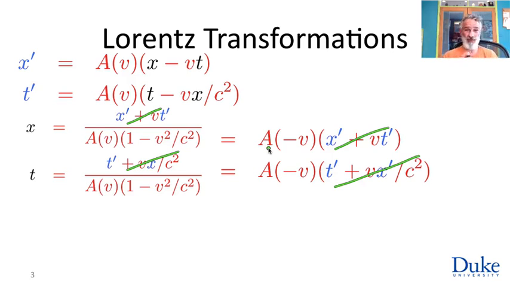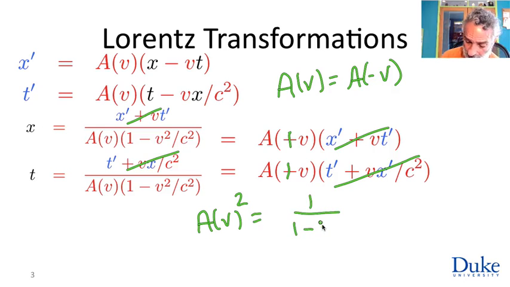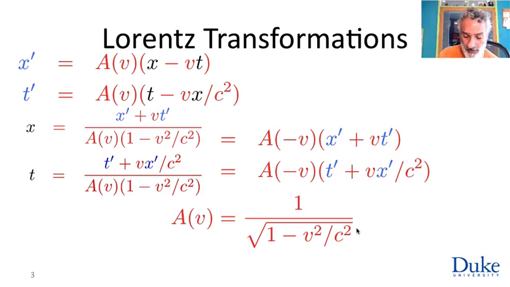The universe doesn't care if you're moving to the left or right. The universe, as far as we know, is isotropic. Left and right are the same thing. So we, in fact, expect A of v to be the same as A of minus v. That's because which direction you're moving in should not change the nature of relativity. What that allows us is to put a plus sign here, because we don't care. Multiplying through by A of v, we find that A of v squared, therefore, is equal to 1 over 1 minus v squared over c squared. Taking the square root, we have our answer. A of v is 1 over the square root of 1 minus v squared over c squared.